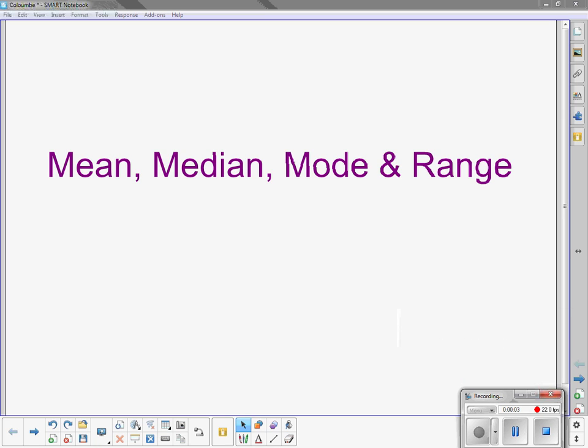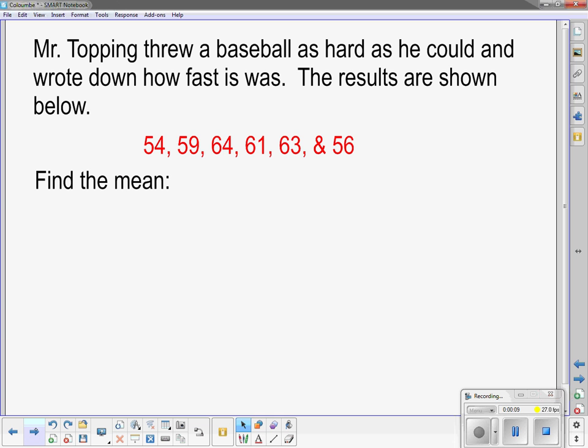In this video, we will be learning about mean, median, mode, and range. This first example reads, Mr. Topping threw a baseball as hard as he could and wrote down how fast it was. The results are shown below. 54, 59, 64, 61, 63, and 56 miles per hour. The question says find the mean.